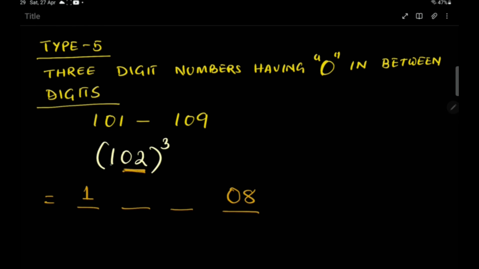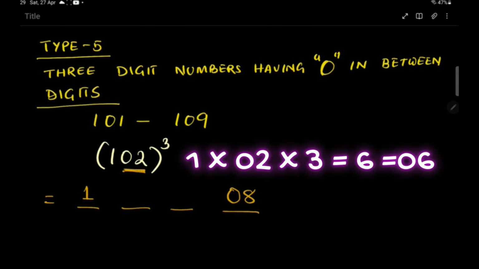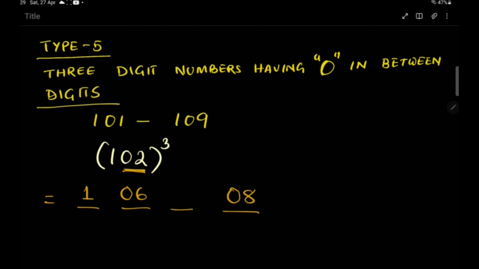Now multiply 1 into 02 into 3, that is 6. But we have to write 2 digits. So I am writing 06. Now multiply this digit with this. 6 into 2 is 12. So we can write only 2 digit here. Hence the answer is 1061208. Let us try to find the cube of 104.